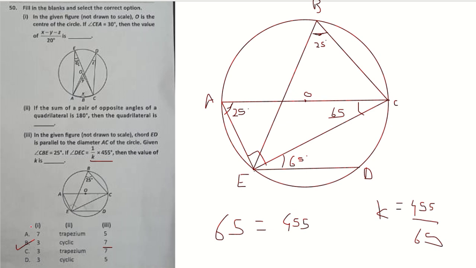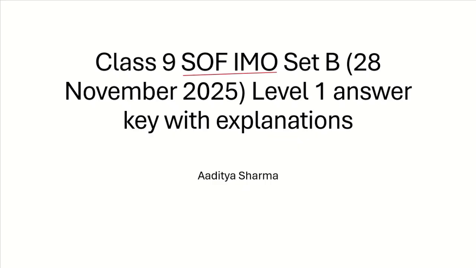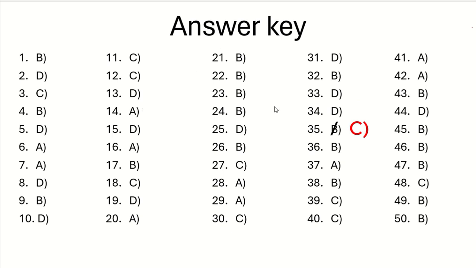And that is the solution of the class 9 SOF IMO set B, level 1 answer key with explanations. There was one question whose option I had written wrong in the answer key. I'm not sure if I'm going to be able to correct it while editing, hopefully. But thank you for watching.